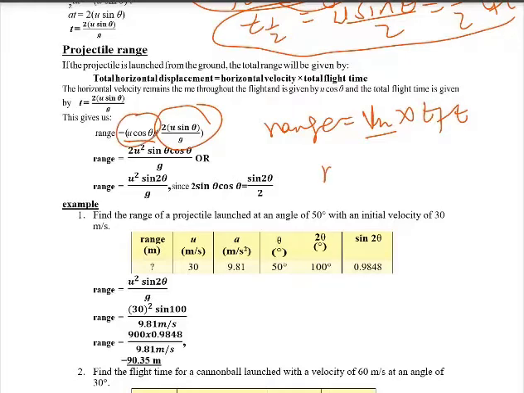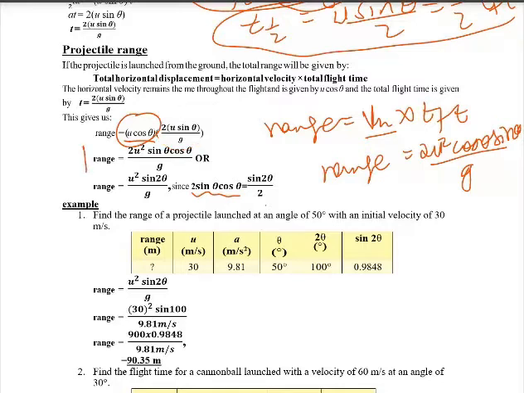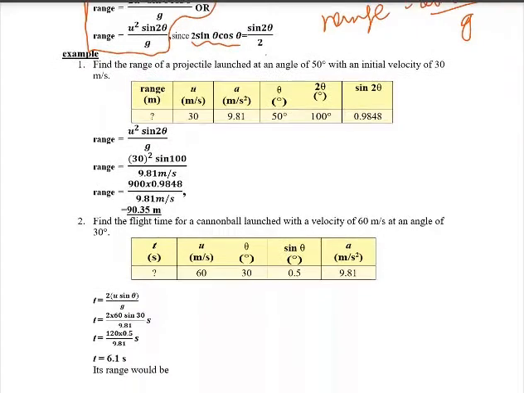Range is equal to twice u square cos theta sine theta over g. Or by using the double angle equation, since 2 sine theta cos theta is equal to sine 2 theta, you can get range is equal to u square sine 2 theta over g. You can apply one of the two equations. Therefore, we can use one of the two equations to calculate the range if it is launched from the ground. We have some examples here.